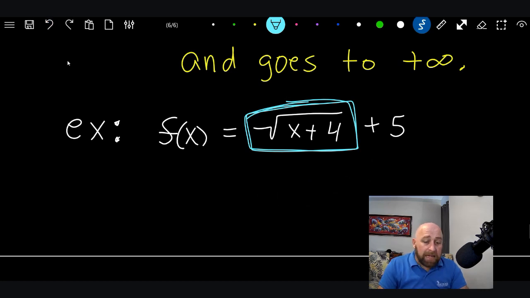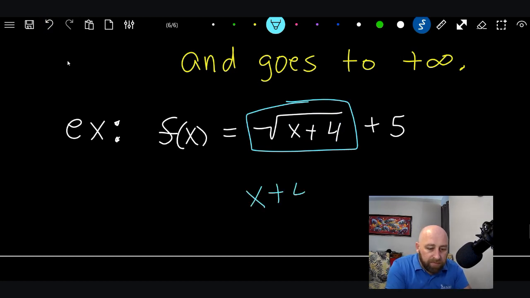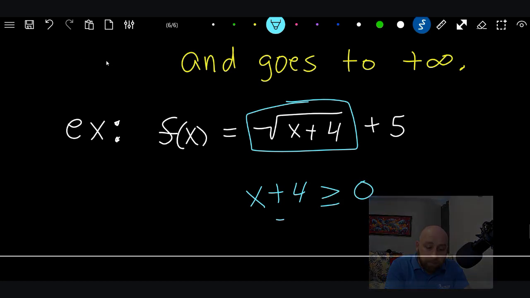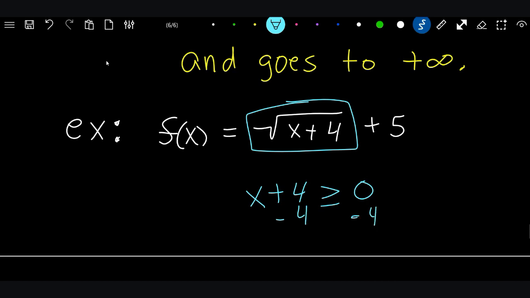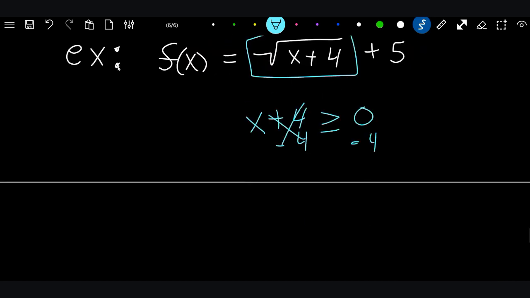So let's go back, and now I'm just going to take the radicand. Okay? I don't need the square root sign or anything like that. Let's just take the radicand. So x plus 4 has to be greater than or equal to 0. So let's find where we're going to start. Where's our domain going to start? Well, I just solve for x. Minus 4, and I get cancel here, and I get x is greater than or equal to negative 4.